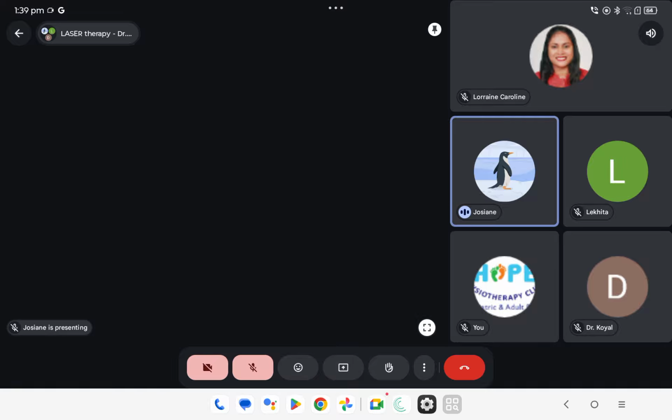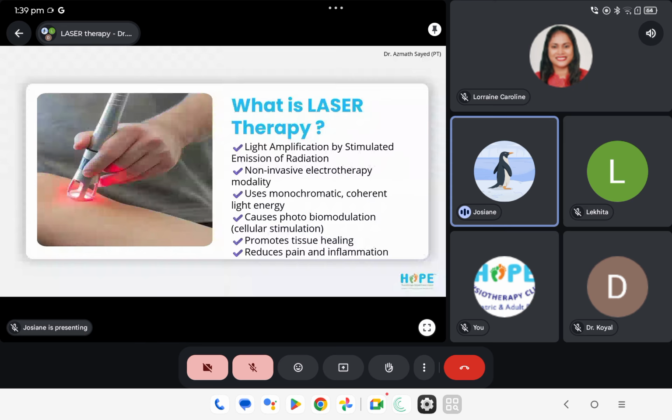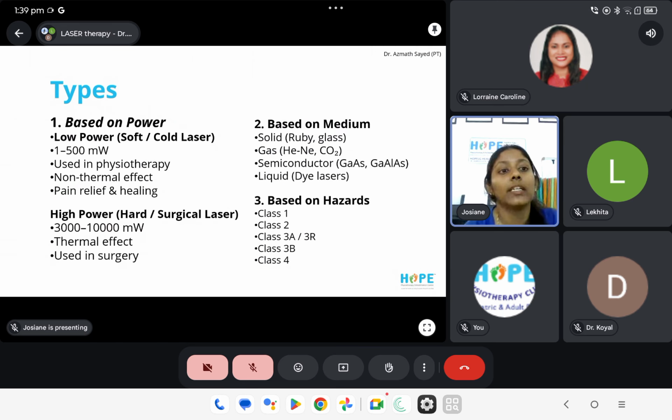LASER stands for light amplification by stimulated emission of radiation. It is a non-invasive electrotherapy modality which uses monochromatic coherent light for biomodulation, which is cellular stimulation, promotes tissue healing and reduces pain and inflammation.